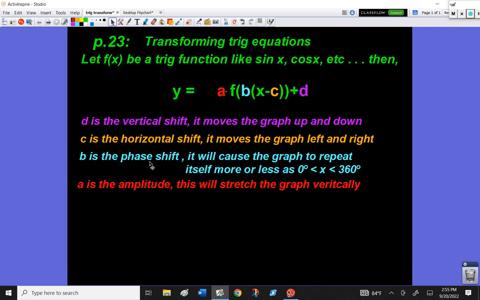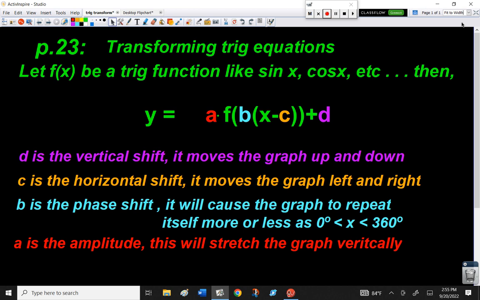Now we're going to talk about a phase shift. Now, phase shifts are kind of cool because this will tell you how many times the graph is going to repeat itself between 0 and 360. Okay, so please don't forget to write these notes as well as drawing the graphs that we're doing. And you're going to put this on page 23. You might have to go to 25 because there's a lot of graphs, lots of notes.